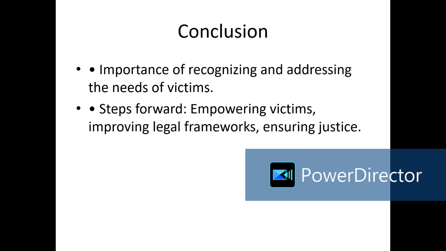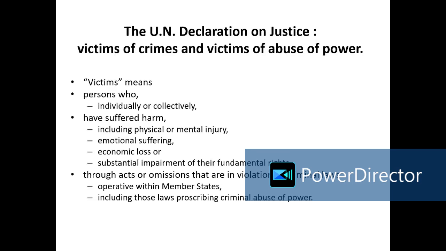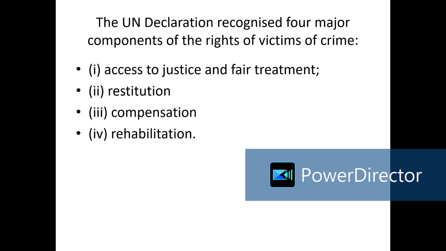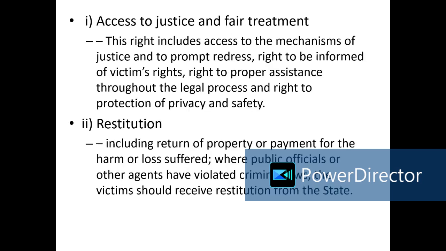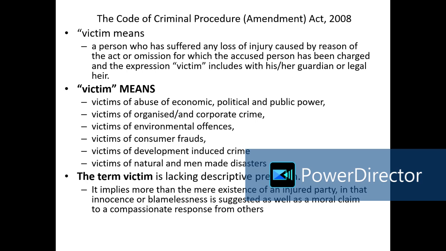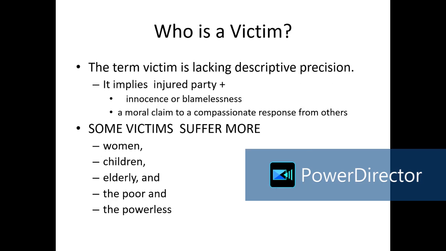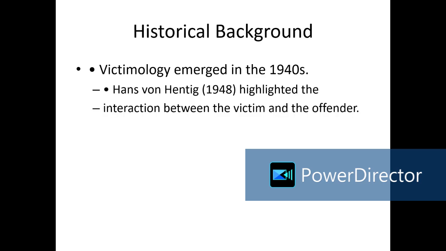Now compensation. We all know that compensation is not fully available from the offender or other sources. Because of the financial position of the offender, if he is not in a position to pay the compensation, then the accused in such offences like crimes will be represented by the state. If he is not financially well and not capable of paying the compensation, then at least in violent crimes, where a lot of bodily injury has taken place, some national fund has to be established, and the government will give the victim some compensation through these national funds.